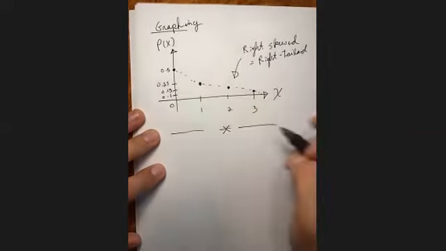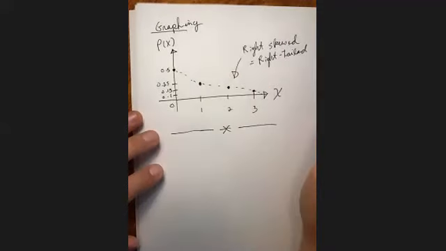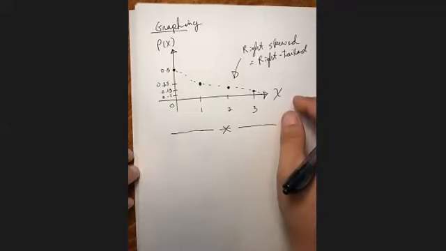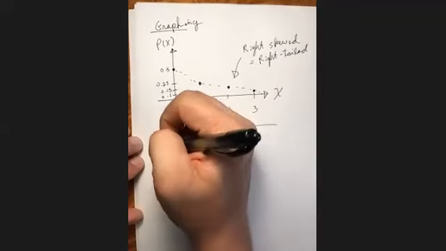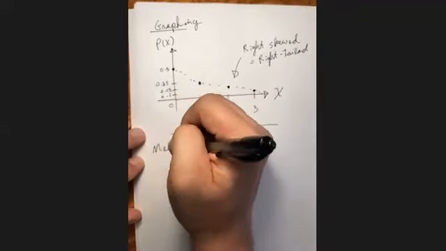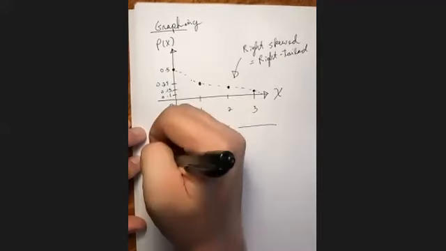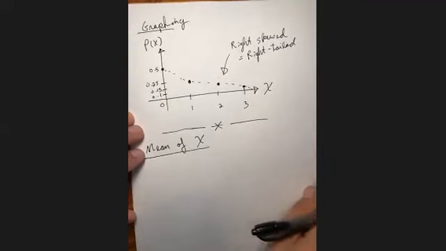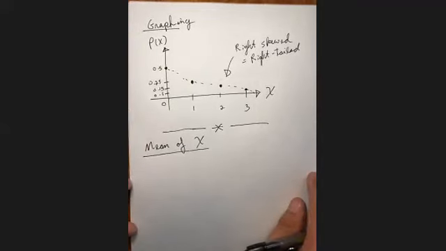So with the basics out of the way, now we can look at what we can do with these probability distributions. How are they useful? And the first thing that we'll do is look at the mean of a random variable X.